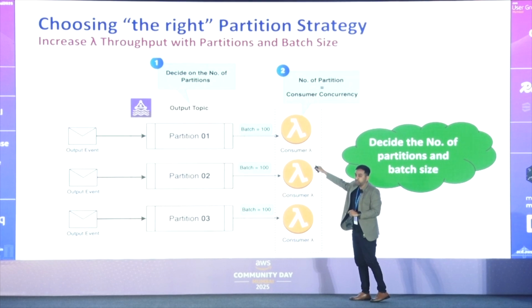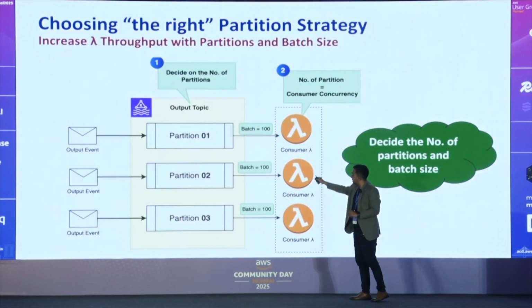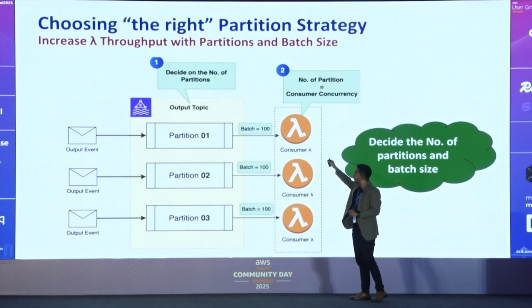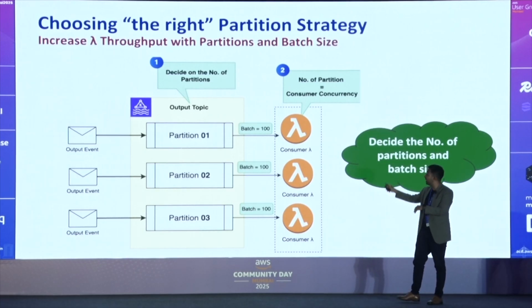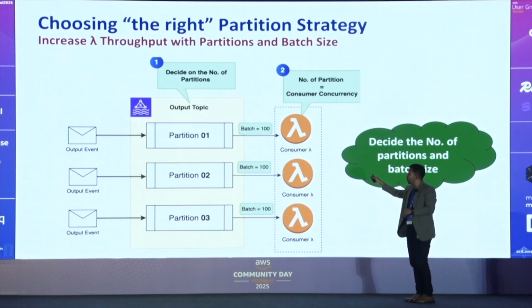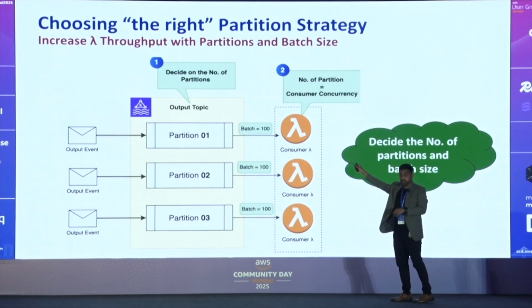In each partition, it can process a batch of messages, 100 messages, 100 messages, 100 messages. So if you have 3 partitions and these Lambdas are processing these messages within 1 second, you can get 300 TPS here, right? But if you need more than that, or if your Lambdas are taking more time to process, you need to have more partitions, right?